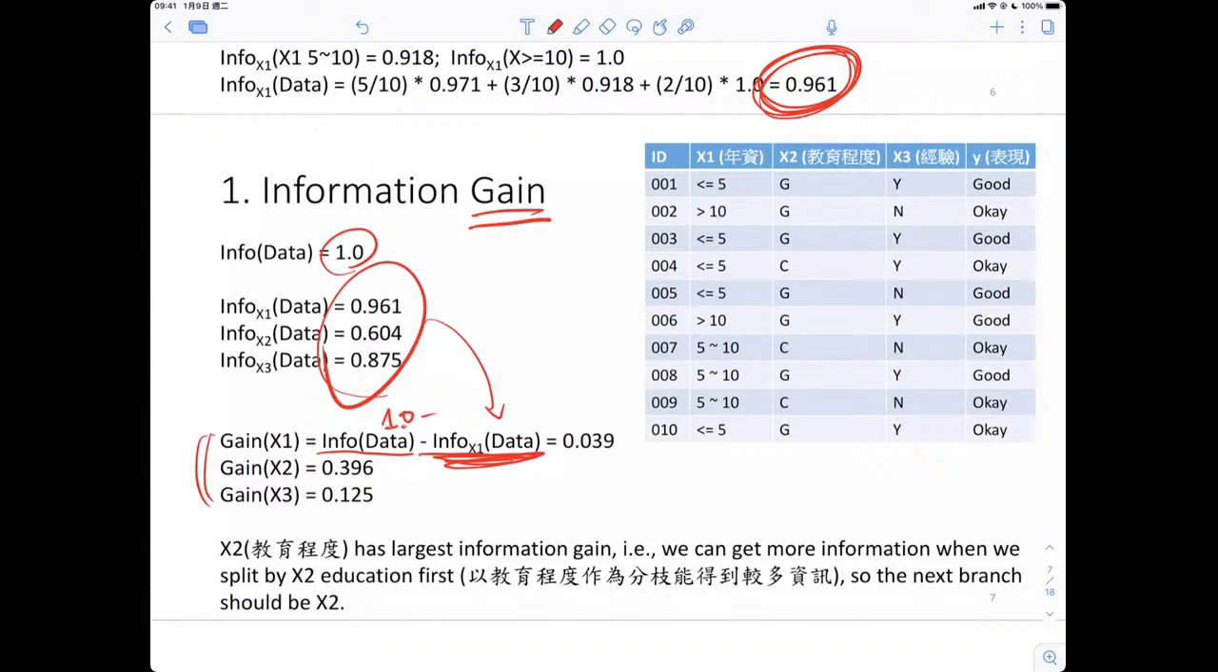Information gain is one of the ways. The information gain is to evaluate the entropy between Y and each feature, X1, X2, and X3. The more gain, the more difference. 就是gain就是difference的意思, the more difference they have, that means you can use this information.